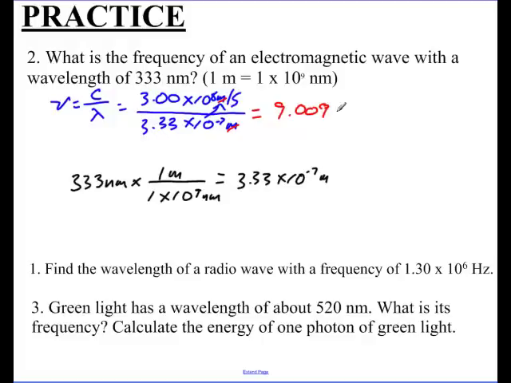But wait, I've given too many significant figures, right? Did you catch that? 9.009, so it really should be 9.01, right? Because I'm cutting off a digit, so 9 × 10⁴ per seconds. There you go. How's that?